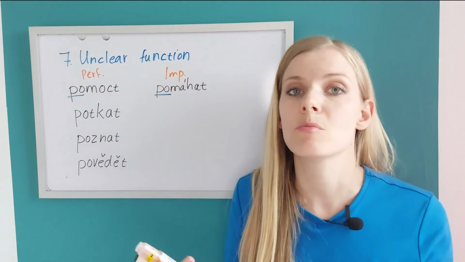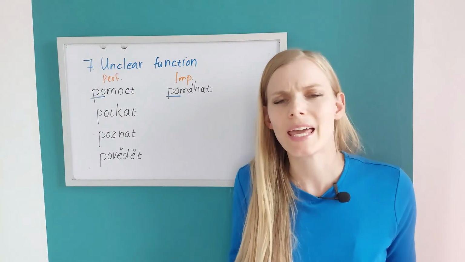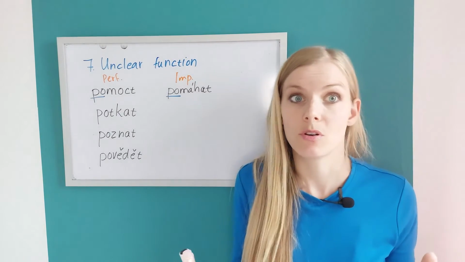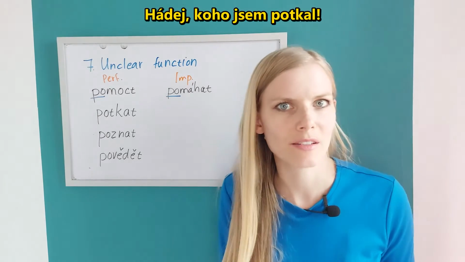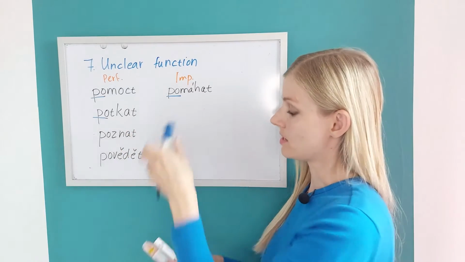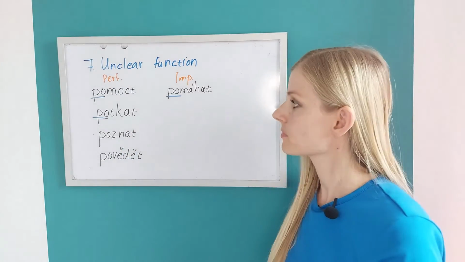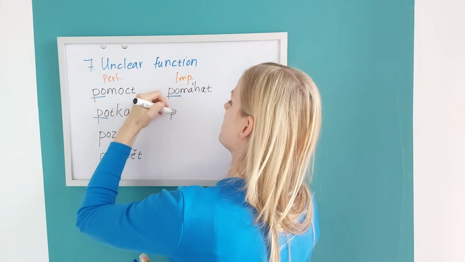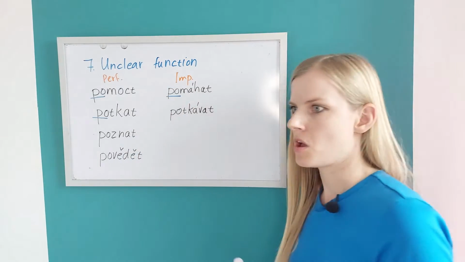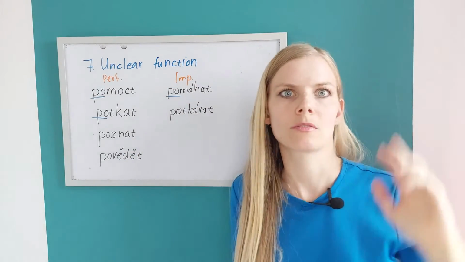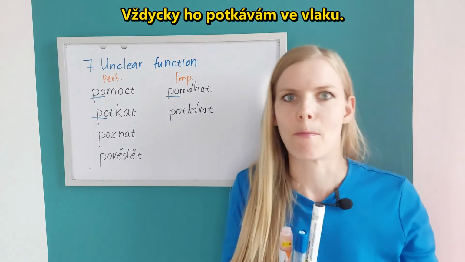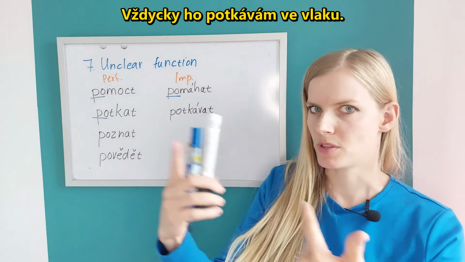Potkat means to meet someone by chance. Really, you're not planning on meeting them. Kind of like running into someone, but it's not an informal verb. Hádej, koho jsem potkal. Guess who I met? We could also have the imperfective form of this verb, to meet by chance, and that would be potkávat. Let's say you always meet a person every time you go to work. Vždycky ho potkávám ve vlaku. I always see him, like meet him on a train. I cross paths with him.